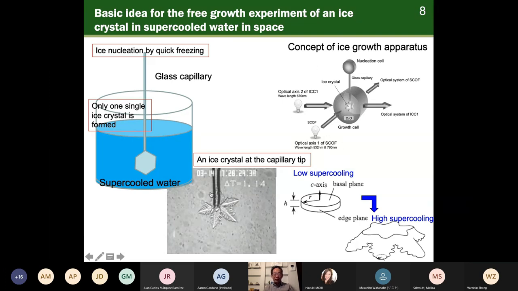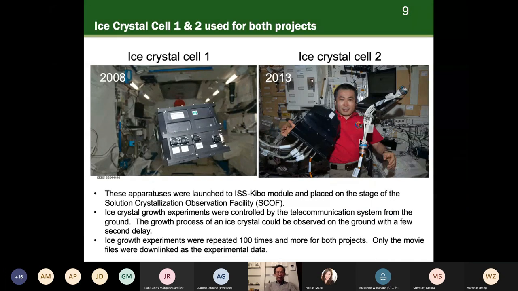This is a system for the space experiment. So we have a concept common to the ground experiments and the space experiment, and basically we use this concept for our two experiments. In order to do the experiment in space, we developed very special ice crystal cells. Ice crystal cell one was used for the first experiment in 2008, and ice crystal cell two was used in 2013.